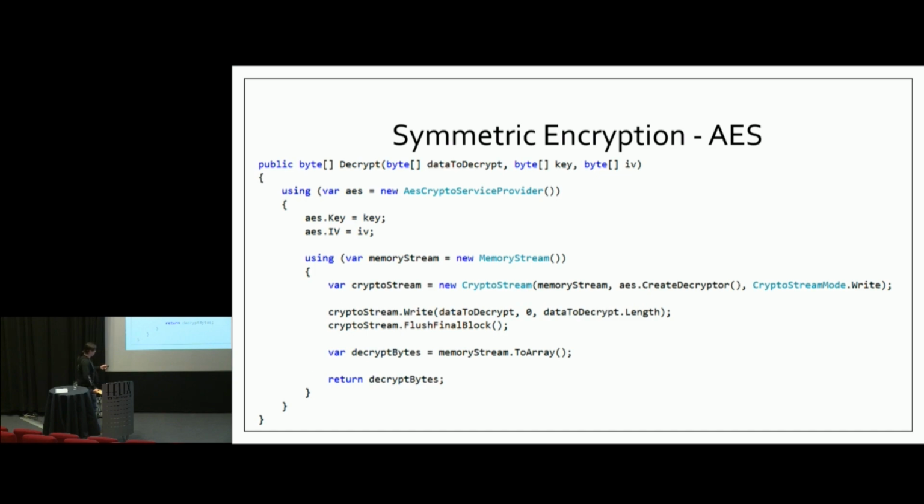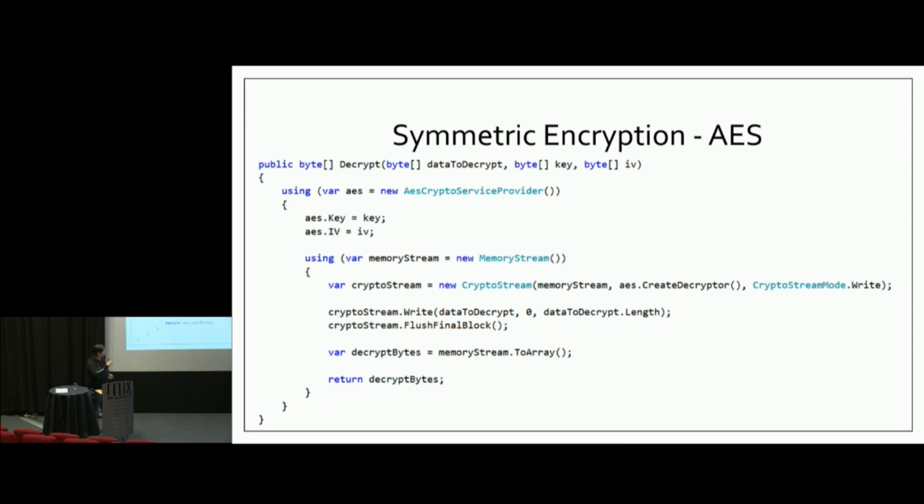So to go the other way, it's very similar. It looks almost the same, except the only difference is that instead of create encryptor, we pass create decryptor into the crypto stream. We pass our key and our initialization vector, as we did before, pass in the encrypted data, and then that stream will decrypt our data for us.